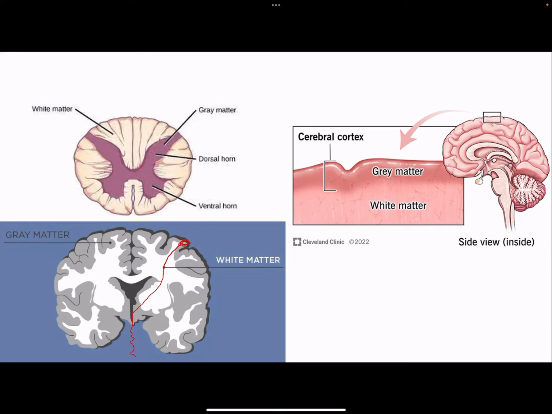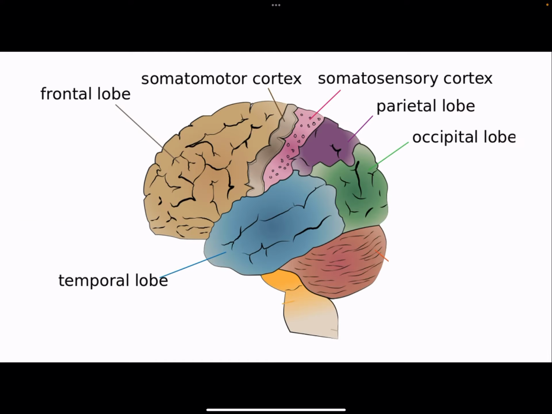Notice that, though, this is the opposite of what we see when we're looking at the spinal column. Here we're going to have the gray matter, the cell bodies on the inside, and the white matter on the outside.